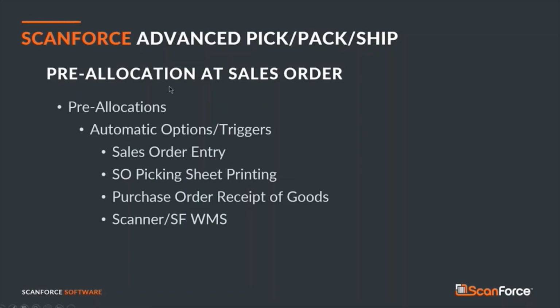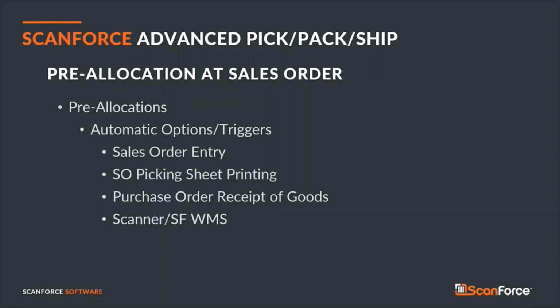An allocation is really a reservation. So when a sales order is entered, we have business rules behind the scenes that say, how do you want to allocate or reserve the inventory? Because you may have the same item that exists in multiple places in your warehouse. That's the multi-bin that I was talking about a moment ago.